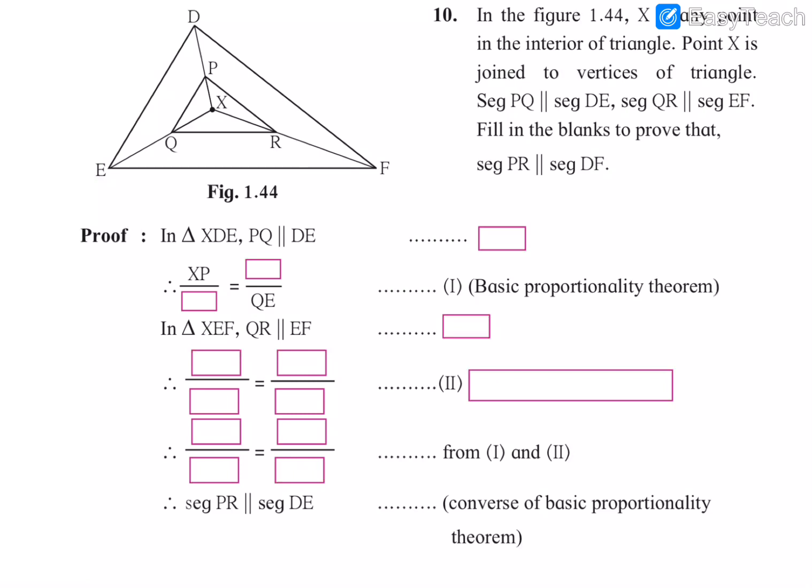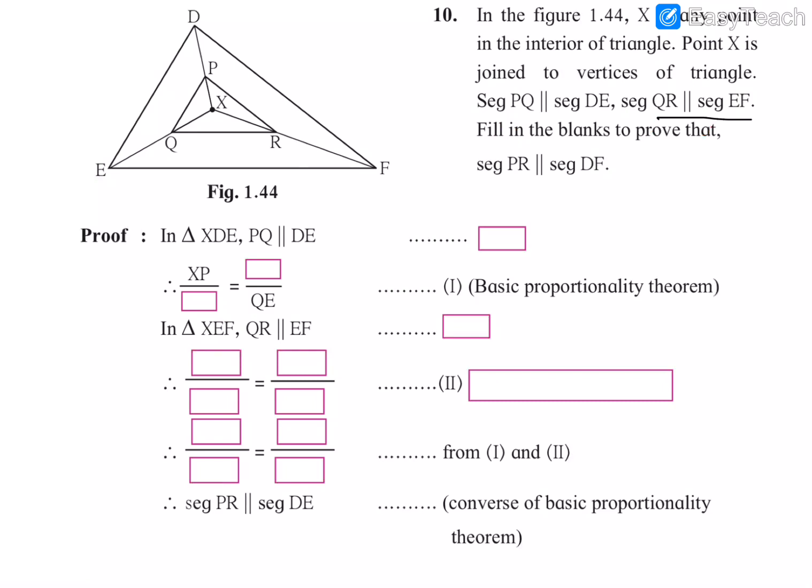So now we are going with problem 10. We can read the question. In the figure, X is any point in the interior of the triangle. The point X is joined to the vertices of the triangle. Also given, PQ is parallel to DE and QR is parallel to EF.